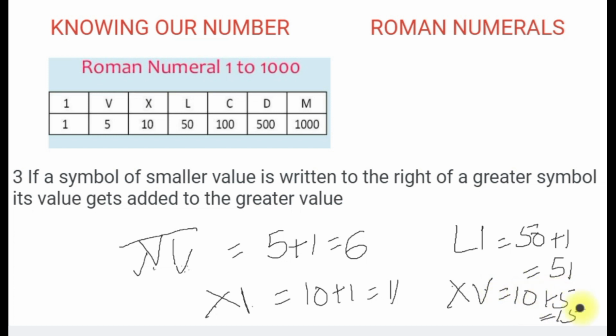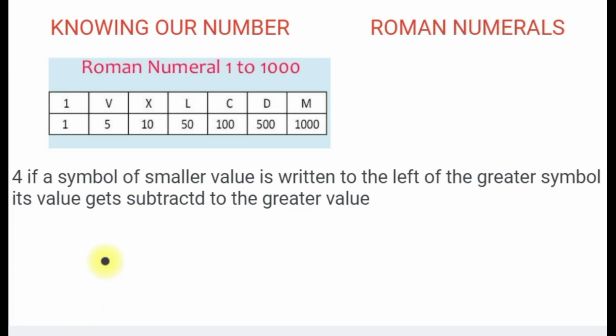So we have learned 3 rules till now. The first one was that if the same symbol is repeated, it gets added, but it cannot be repeated more than 3 times. And the symbols that represent 5, 50 and 500 cannot be repeated. And this rule says if a symbol of smaller value is written to the right of a greater symbol, its value gets added, as we have checked in these examples. Hope you are getting it. We will practice more.